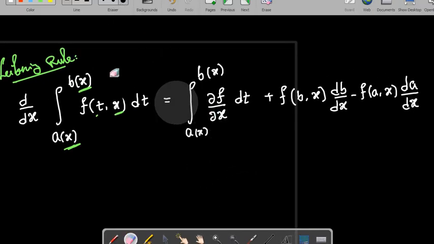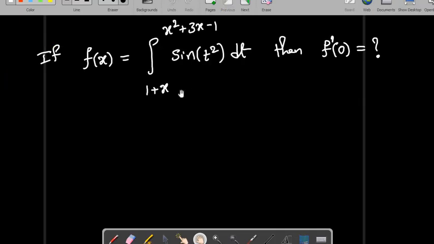I hope it is very easy to remember. You just differentiate f with respect to x first with the same limits. Next you substitute the upper limit times the derivative of the upper limit, minus f of the lower limit comma x times the derivative of the lower limit. Okay, so let's solve a problem like this.